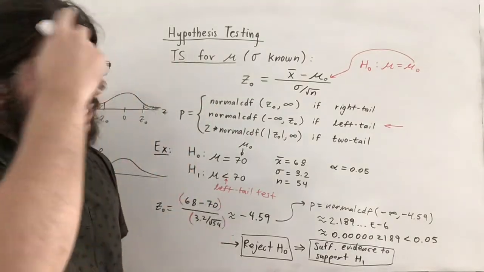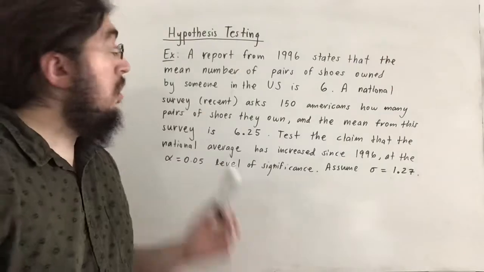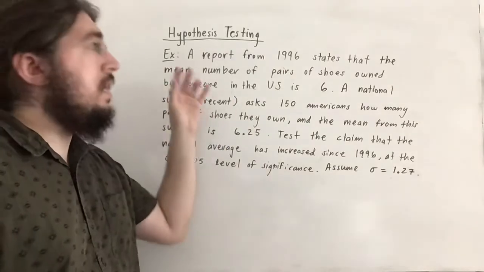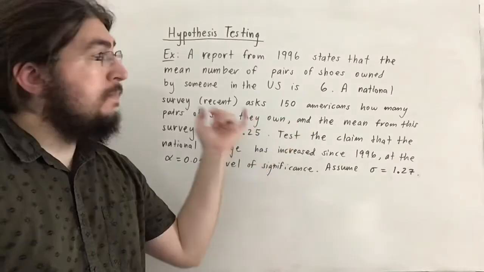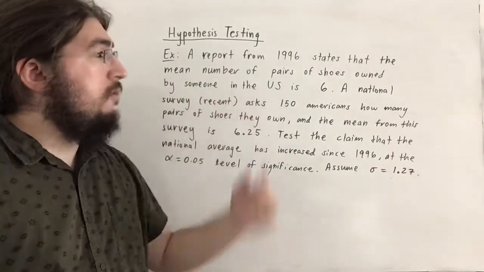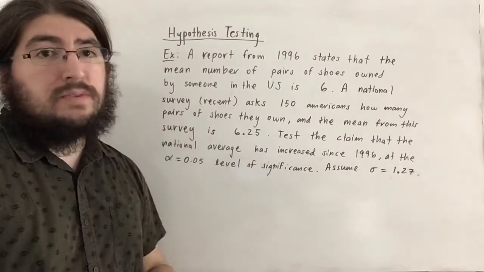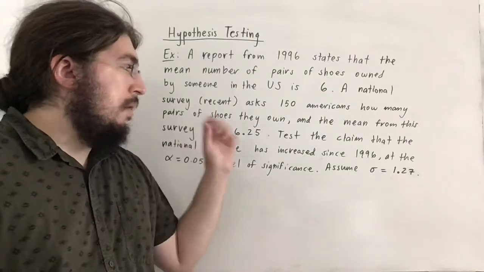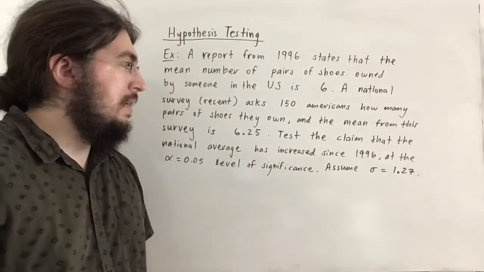So now let's take a look at an example, and then we'll look at another scenario where sigma is unknown. In this example, we're given a report from 1996 that states that the mean number of pairs of shoes owned by someone in the United States is 6. A recent national survey asks 150 Americans how many pairs of shoes they own, and the mean from this survey is 6.25, which notice is larger than the previous mean.